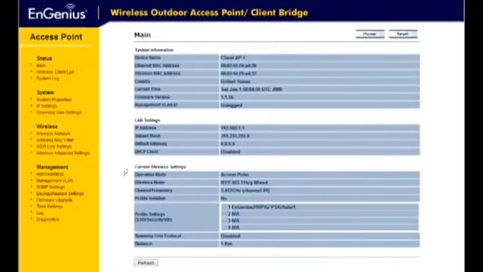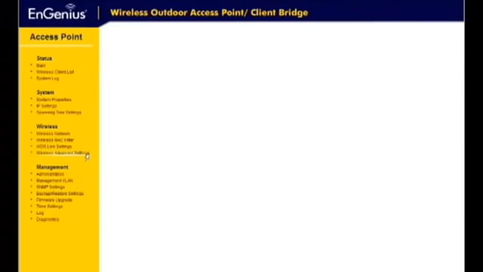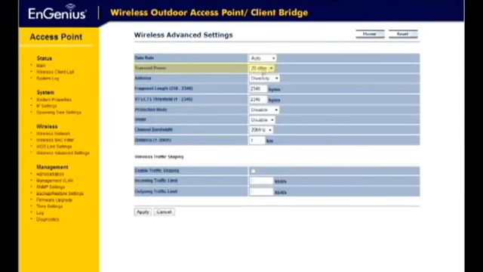If you want to increase or adjust your wireless coverage area, select Wireless Advanced Settings located in the Wireless section. Select the Transmit Power option, click Apply to save your changes.